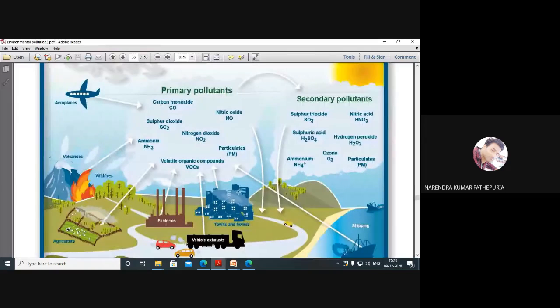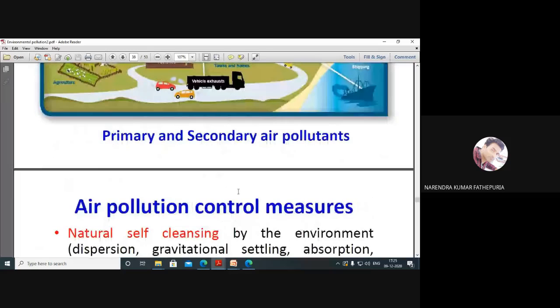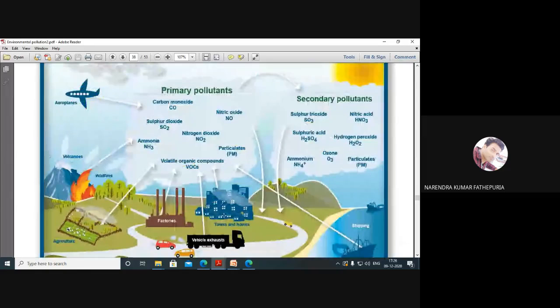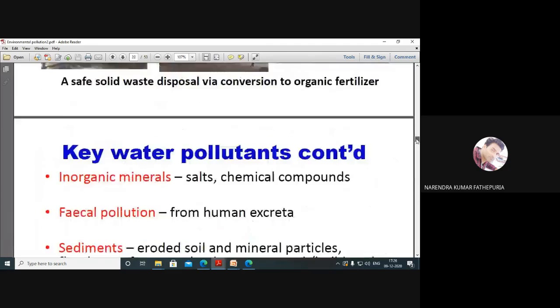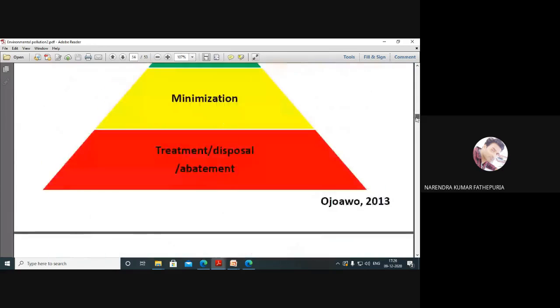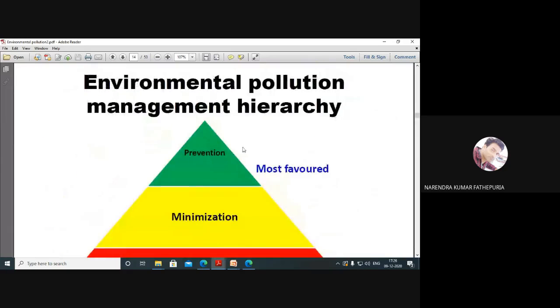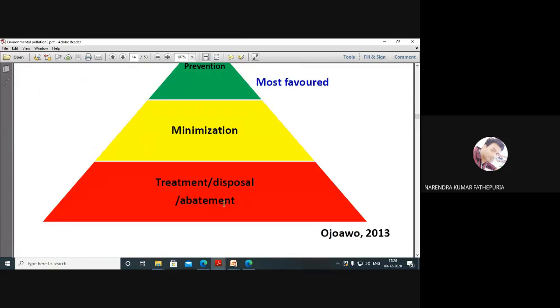Control and measurement part, I will take another 5 minutes. That is also important, control and measurement of pollution. We've studied everything, and that is also important. There is a hierarchy for environmental pollution control, like the pyramid we considered for solid waste. The same way we have a pyramid diagram. This is the environmental pollution management hierarchy: prevention, minimization, treatment, disposal, and abatement.